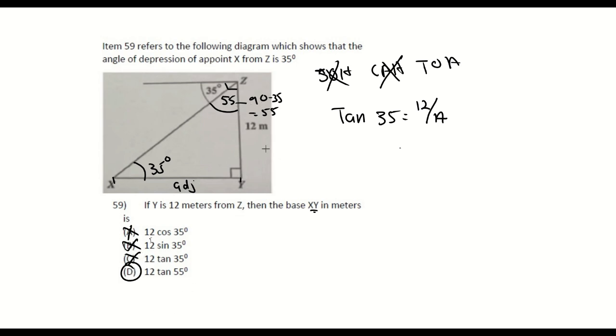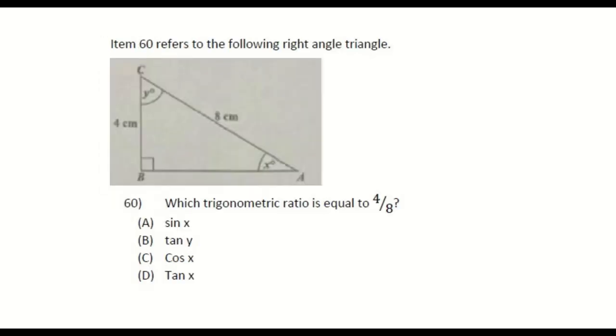So if I'm using this angle, 12 is now my adjacent and XY is my opposite, right? So tan 55 would be my opposite, which is XY, over my adjacent, which is 12. So if I want XY, I just need to carry across 12 and I'll get 12 tan 55 is XY, and that would be the answer for this one.